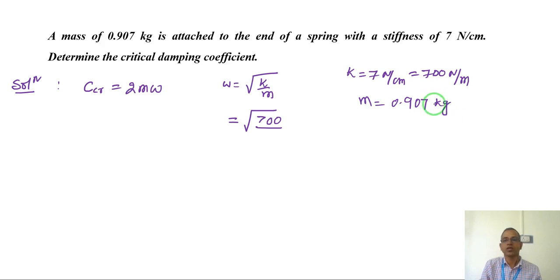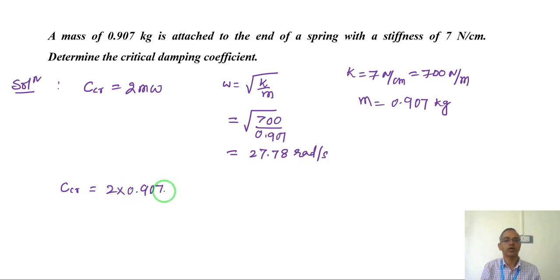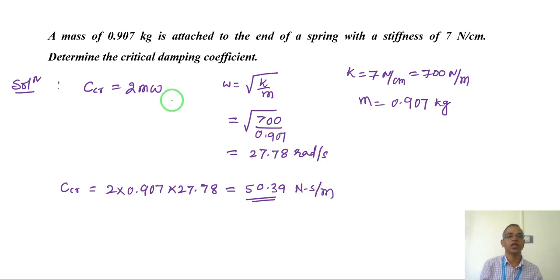0.907 kg. So this will give me 27.78 radian per second. Now the Ccr, critical damping coefficient, is 2 into mass 0.907 into 27.78, which will give me 50.39 Newton second per meter. So this is the critical damping coefficient.